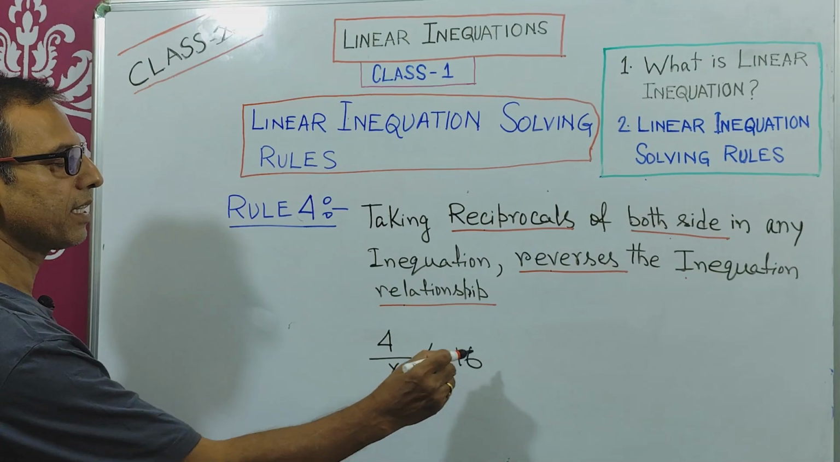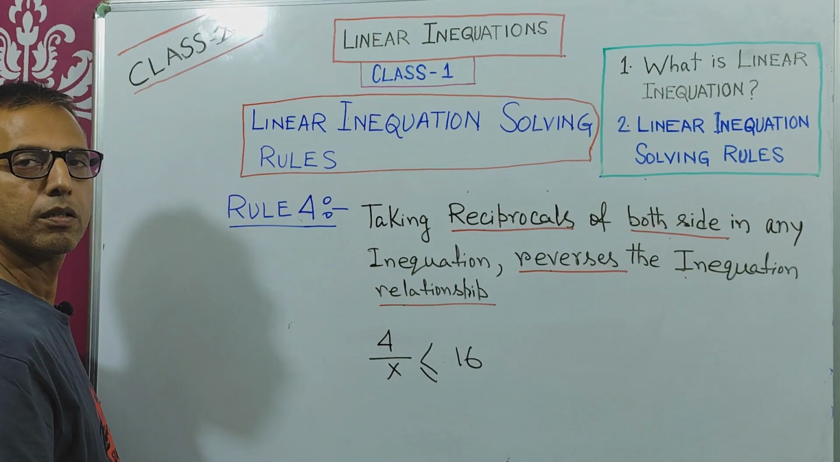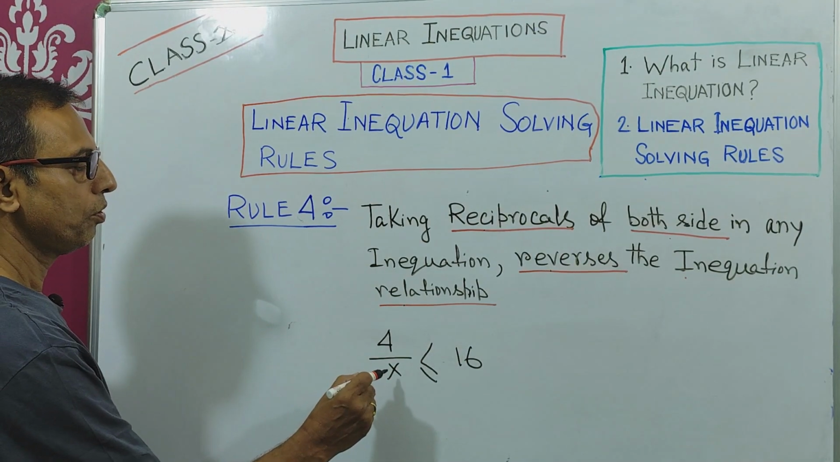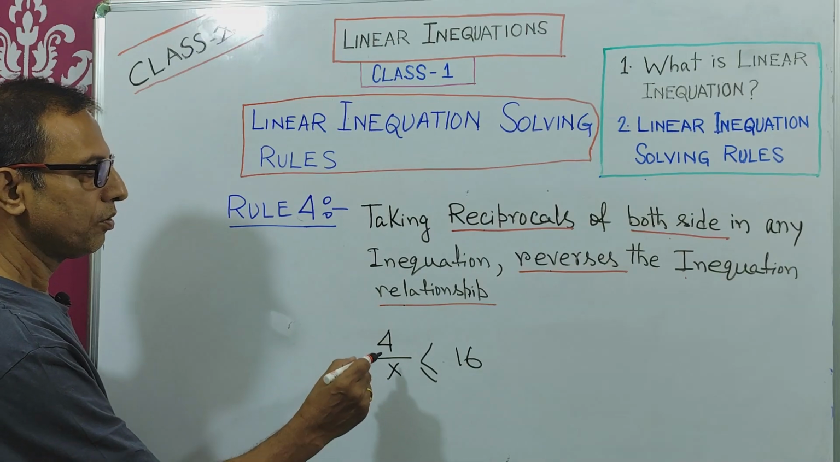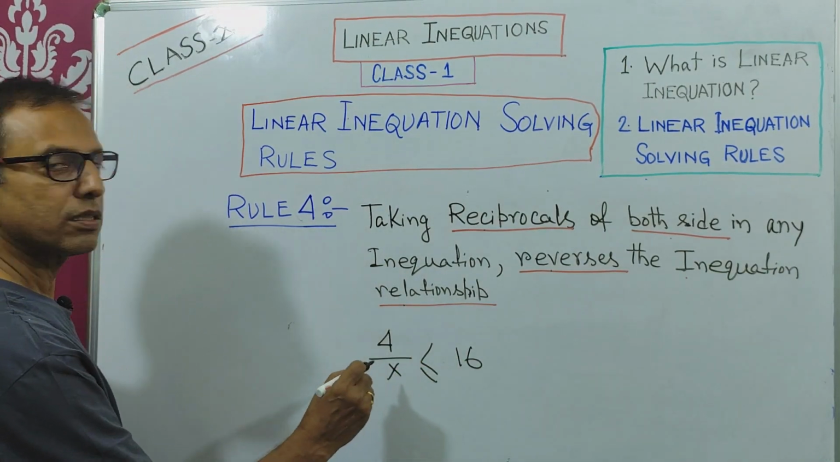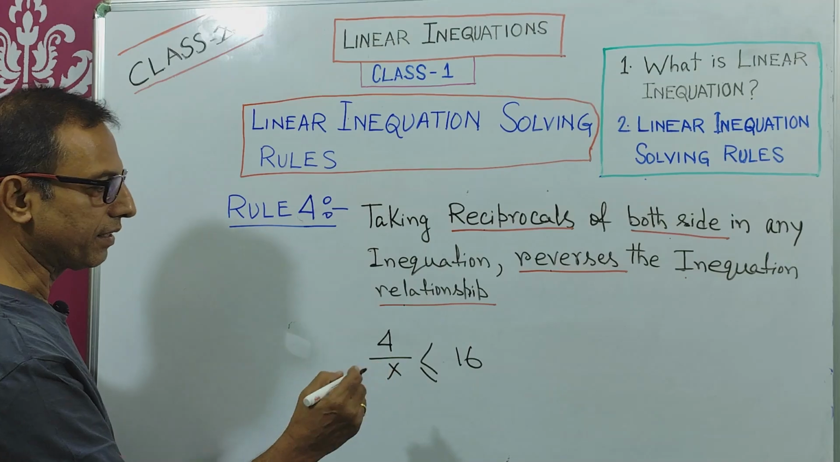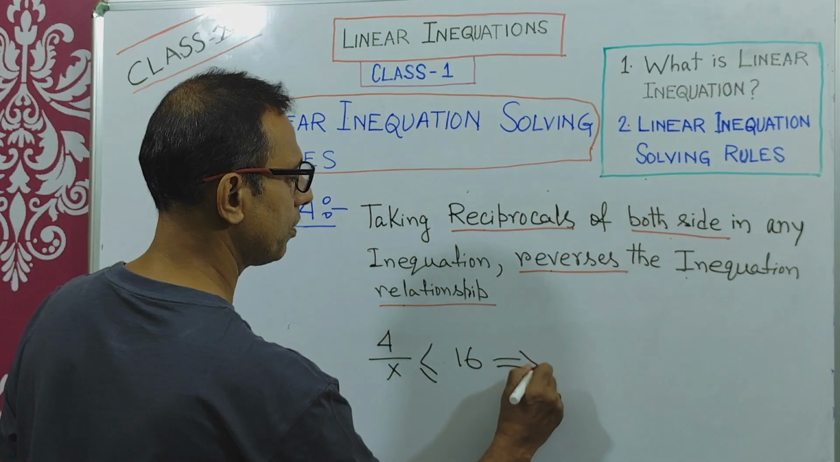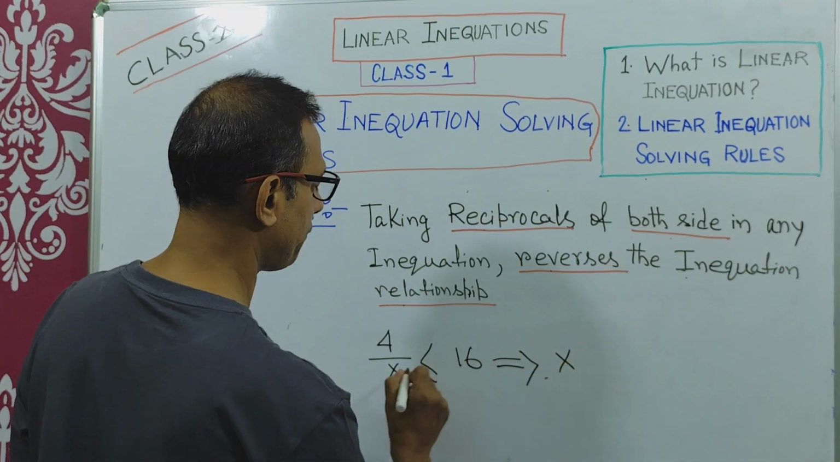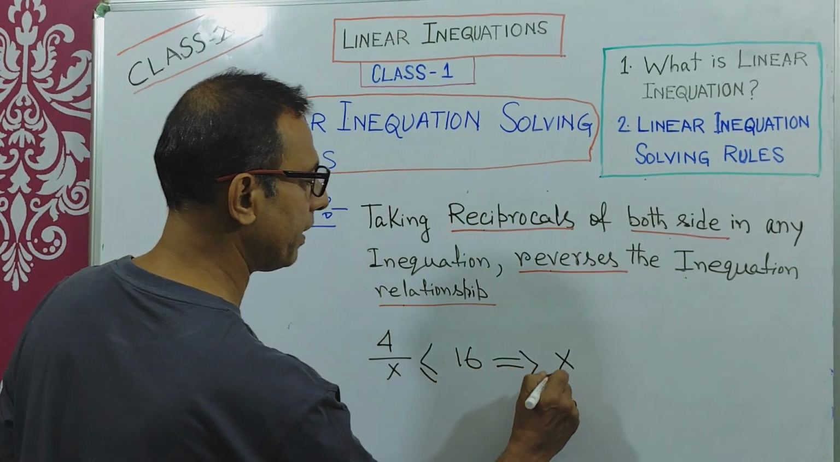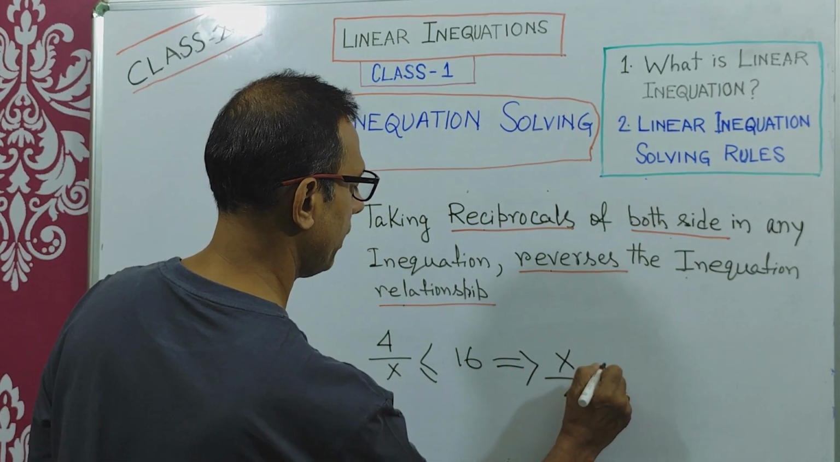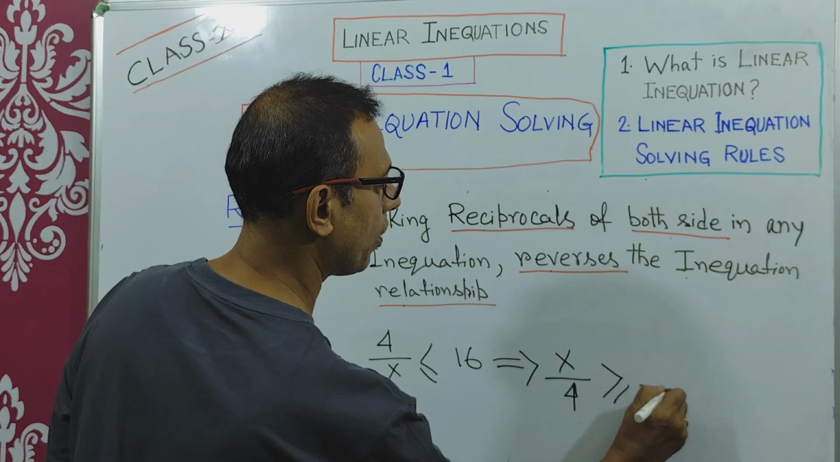Four by x less than equals to 16. Right? So what will happen to find out x? That means you need to take the reciprocal. So you need to write down x by 4. If 4 by x less than equals to 16, that means x by 4 greater than equals to 1 by 16.